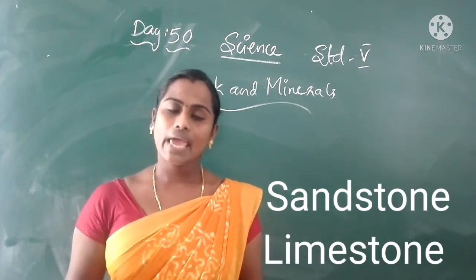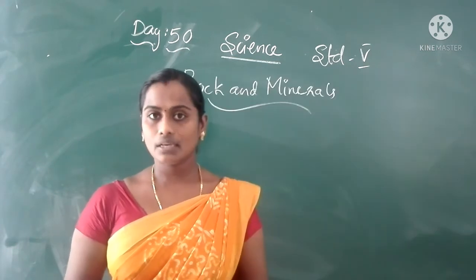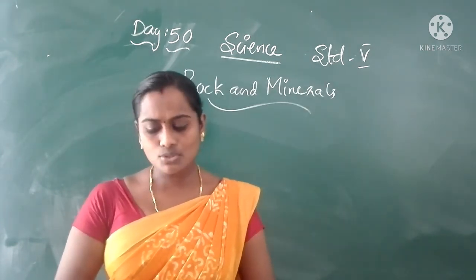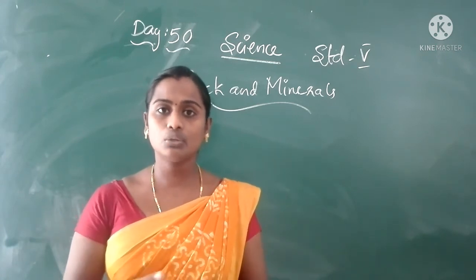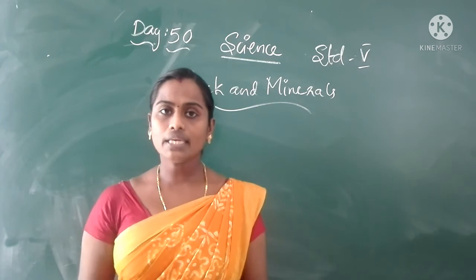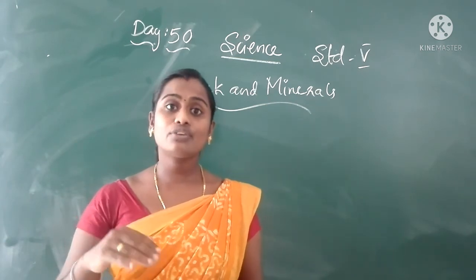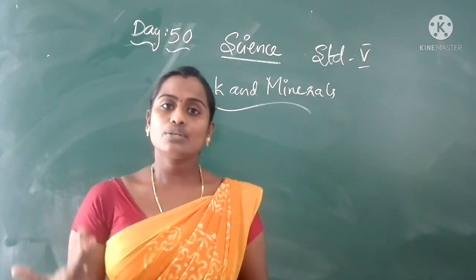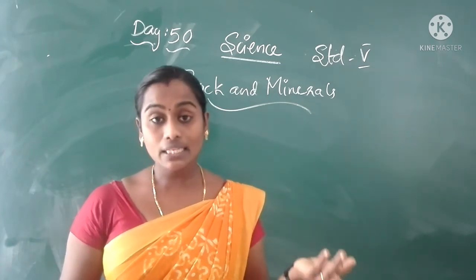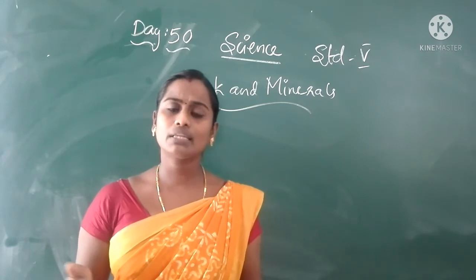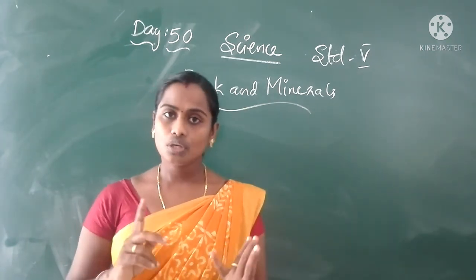Sandstone and limestone are used to make house buildings, etc. And limestone is used to make cement. Sandstone and limestone together are used for building purposes. So sedimentary rocks are formed by the deposition of clay and sand in layers over many years. Sandstone and limestone are examples, used for building, and limestone is used to make cement. Clear? So, igneous rocks, sedimentary rocks.